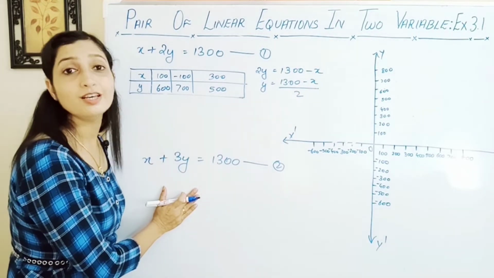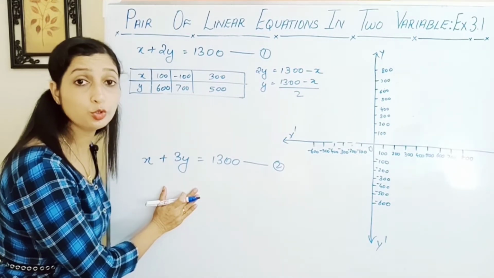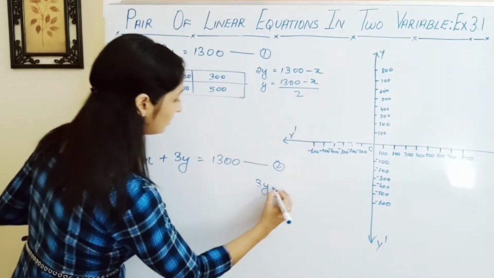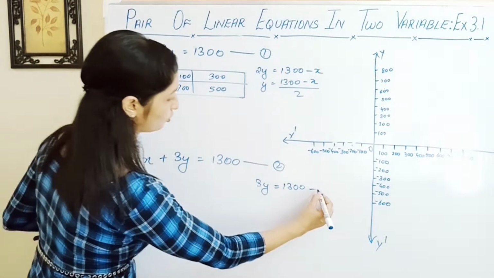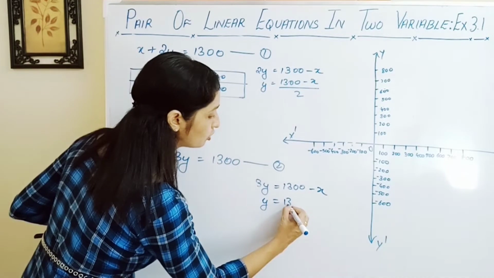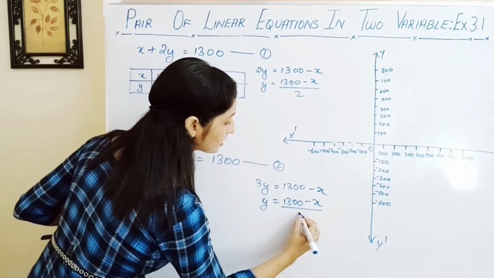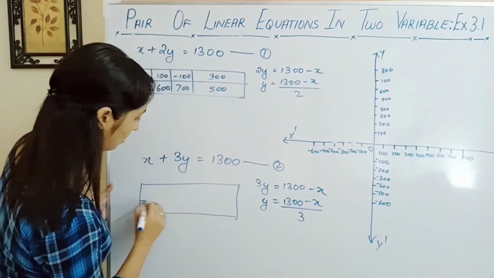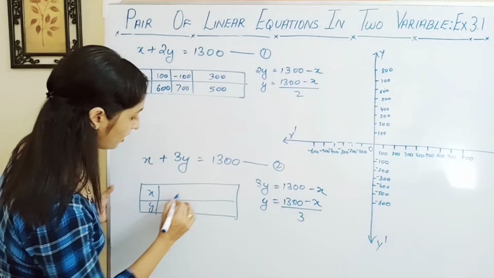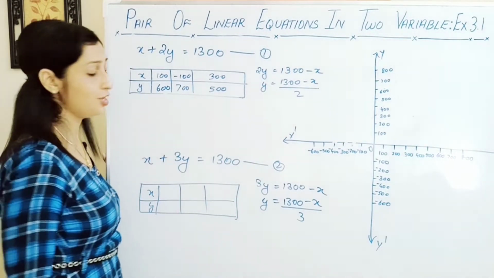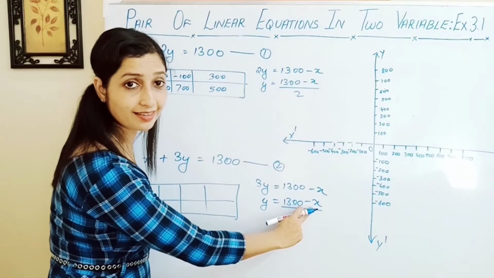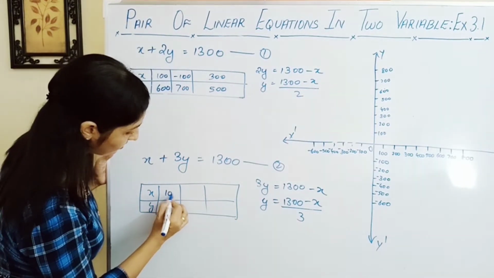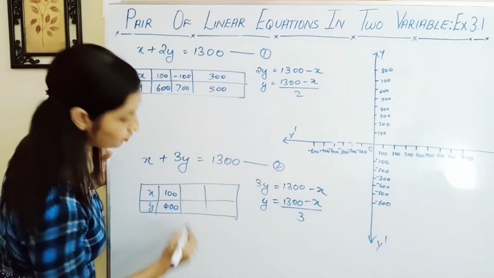Now let us find out the solution set of second equation. For that, what do you do first? You bring this given equation in terms of y equal to. So this becomes 3y is equal to 1300 minus x, which implies y is equal to 1300 minus x by 3. So now let's draw the solution set box here. Write x, y and find at least 3 solutions. So first, what value of x can I consider? I take x as 100. So what do I get the answer? When x is equal to 100, I get y is equal to 400.